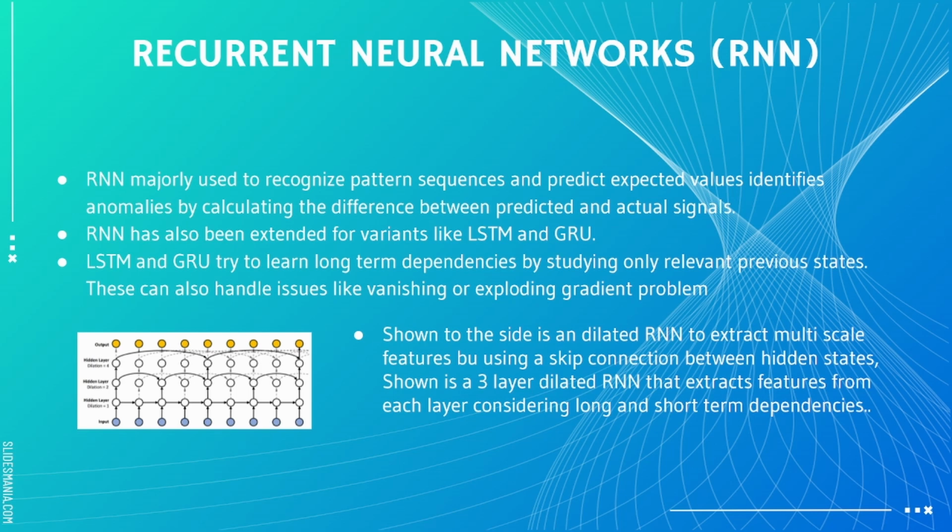RNN has also been extended to variants like LSTM and GRU. LSTM and GRU try to learn long-term dependencies by studying only relevant previous states. These can also handle issues like vanishing or exploding gradient problems. Shown to the side is a dilated RNN to extract multi-scale features by using a skip connection between the hidden states. Shown is a 3-layer dilated RNN that extracts features from each layer, considering long and short-term dependencies.